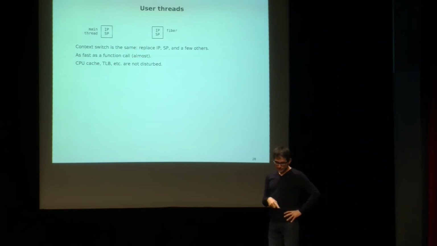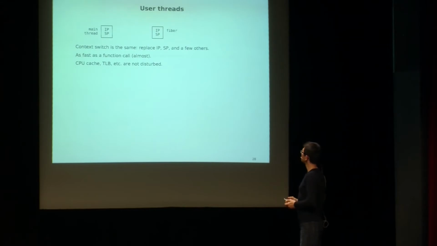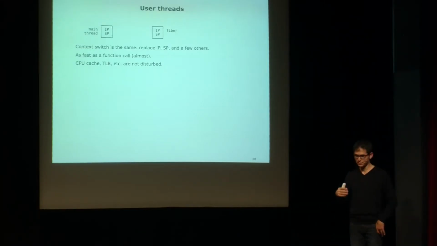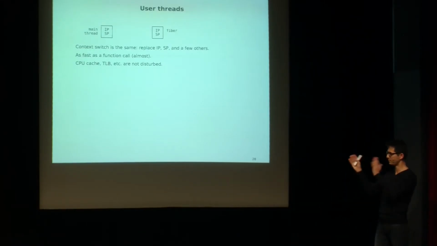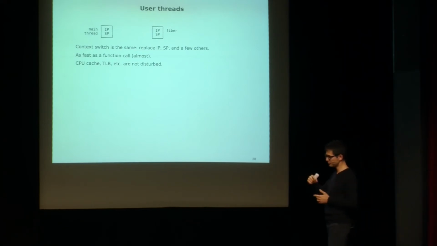So the great thing about this is context switching from your main thread to your fiber is as cheap as a function call. Almost. There's a little extra cost there. And the great thing is CPU cache, TLB, etc. are not disturbed. Hopefully. There are cases they will be disturbed, where your fiber function is completely different from your main thread. The instruction cache will be flushed, of course.